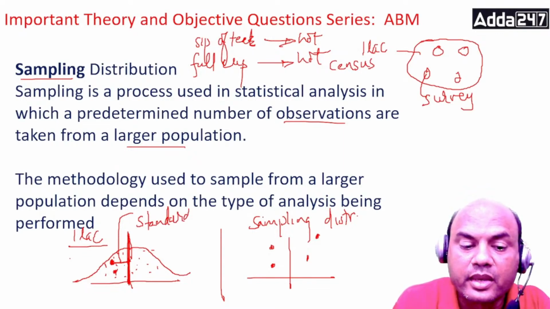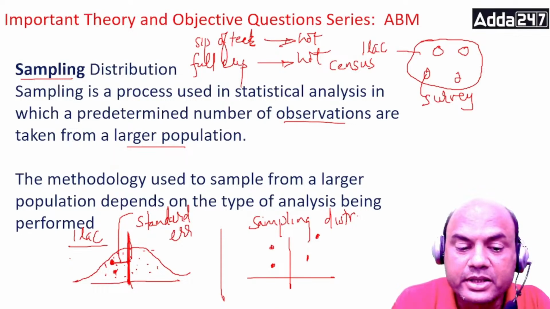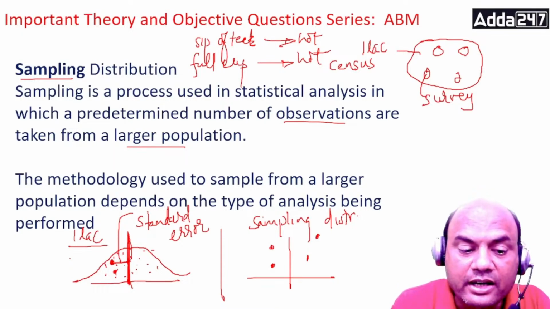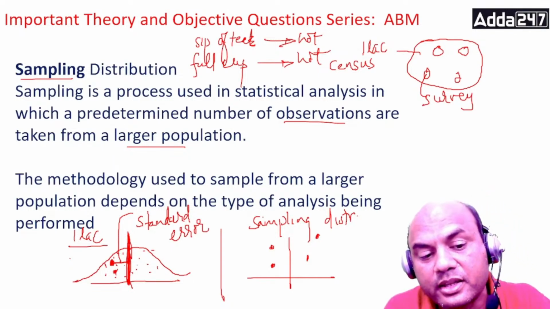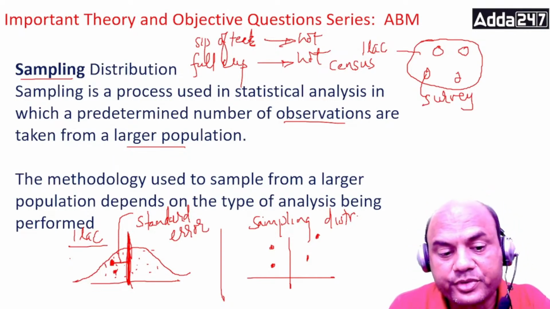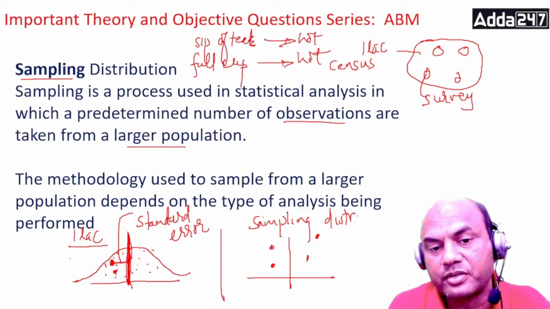Standard error means the difference between the secondary data, what you have read, and the primary data, whatever you have done in the actual survey. So that is known as standard error. Got it?